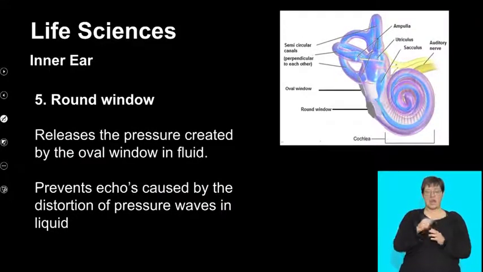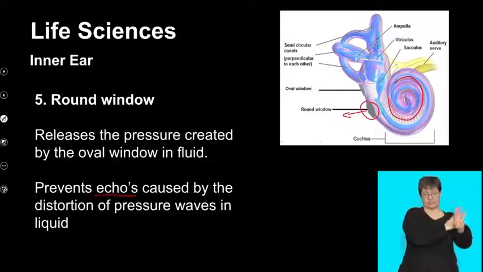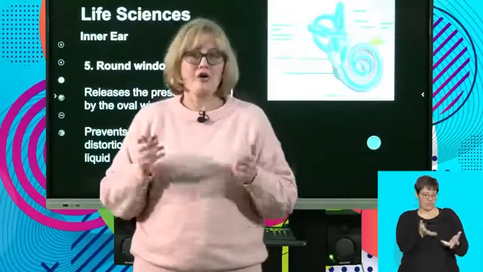The last one, round window. What that does is release the pressure in the cochlea so that there's no distortion of sound and it prevents echoes. So that is basically the structure of the ear.